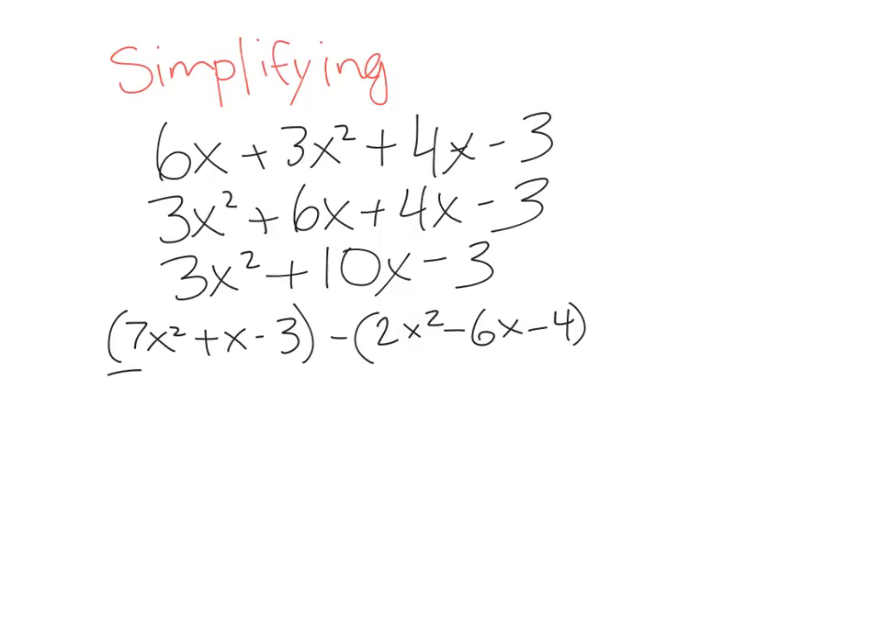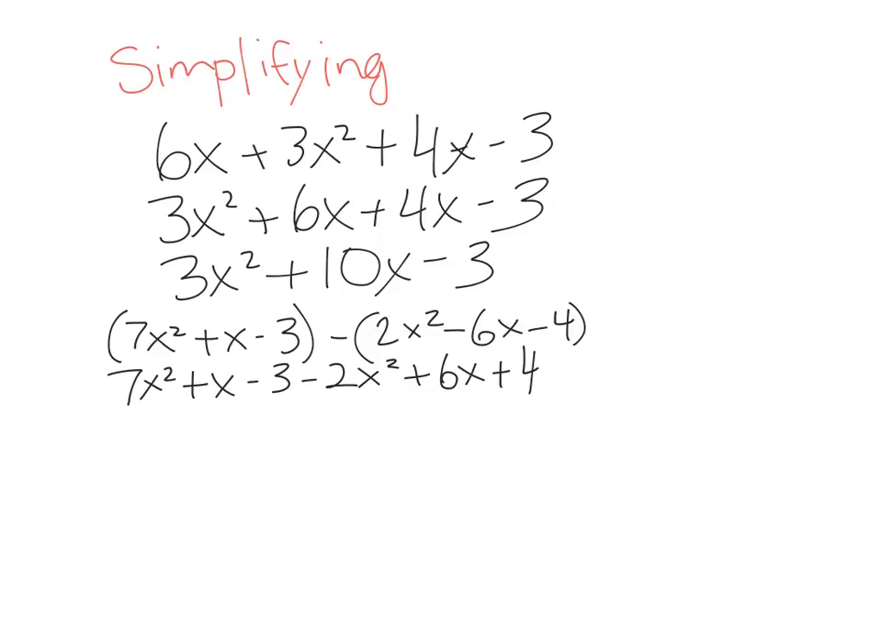So I'm going to rewrite the equation first without the brackets, and I get 7x squared plus x minus 3 minus 2x squared. Notice that the 2x squared, which was positive, now becomes negative, plus 6x. And again, you should notice that the negative x became positive because I'm changing the sign to its opposite when I take the brackets off, and then I get plus 4.